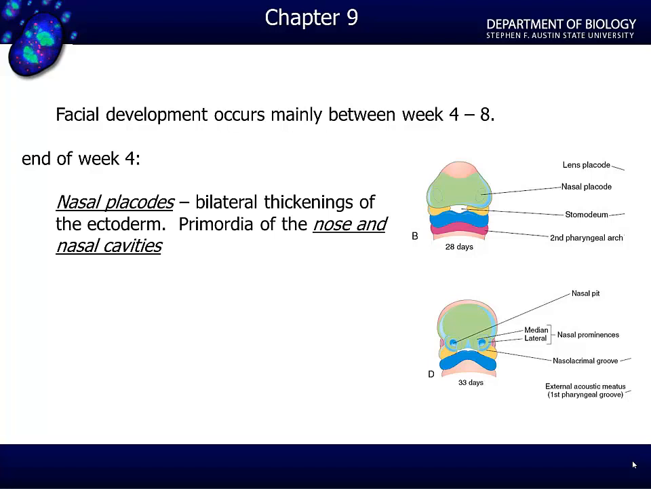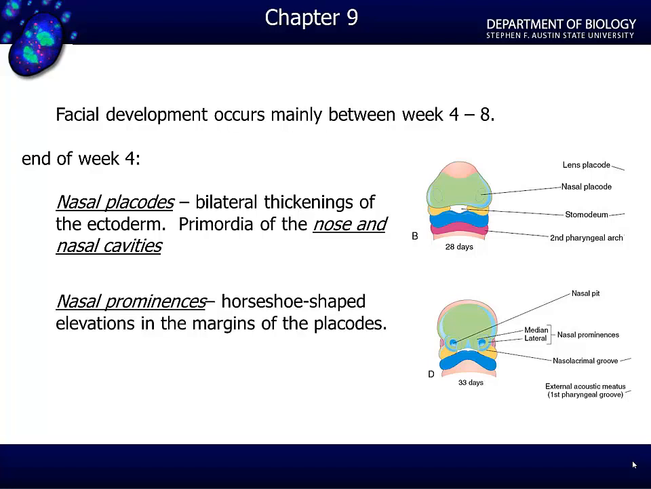Now, at the end of week 4, if we look on our frontonasal prominence on the lateral aspects, we're going to see thickenings of tissue. We have tissue undergoing a lot of mitotic activity, much more so than the surrounding tissue, so it's going to thicken into what we refer to as nasal placodes. These are going to be the primordia of our external nares, the nostrils, as well as the tissue of the nose itself and the nasal cavities that we will develop later.